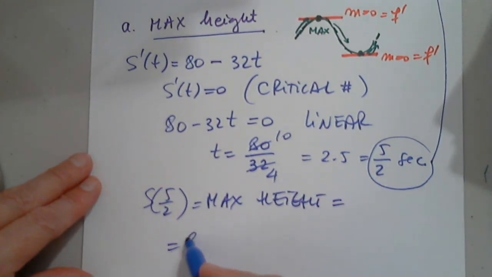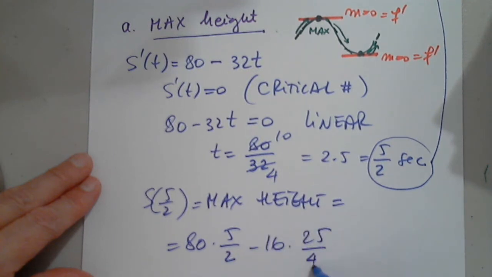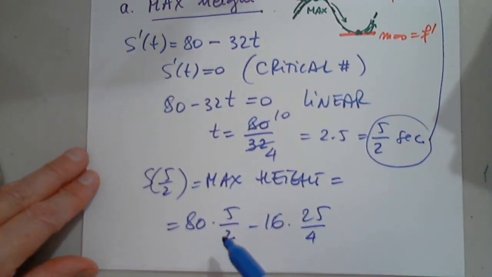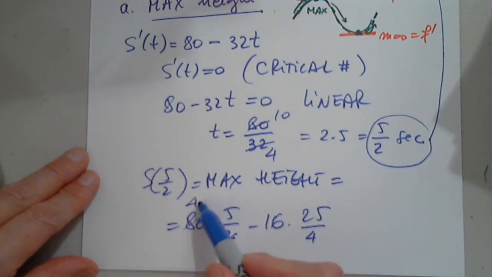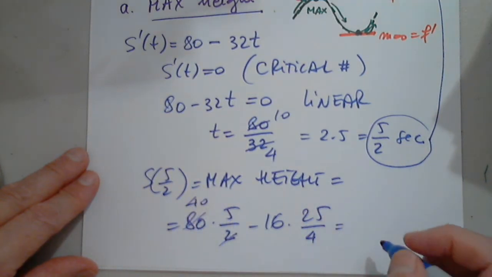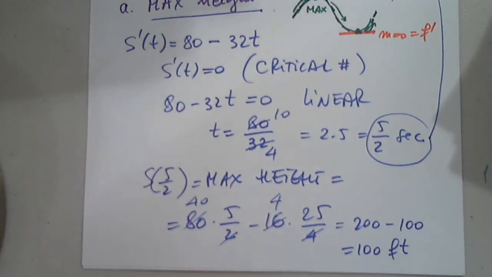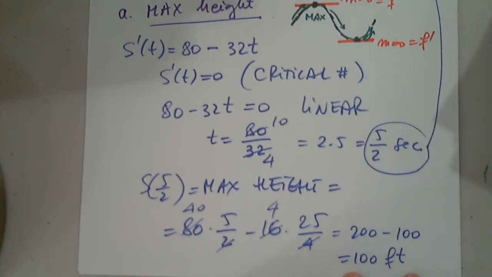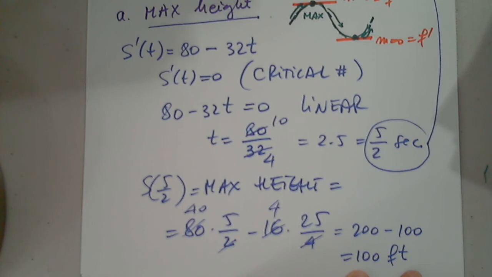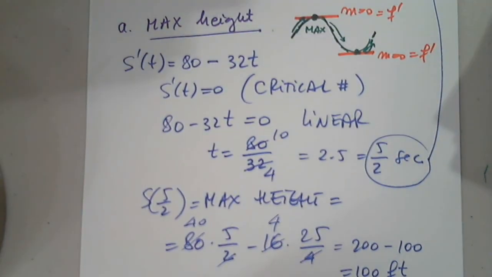So this will be 80 times 5 over 2 minus 16 times 25 over 4. So I'll simplify and I get 200 minus, I'll simplify, and I get minus 100. So this is 100 feet. But you will see in chapter 4 that this is not good enough. By determining 100 feet, I have to show that this is a maximum.